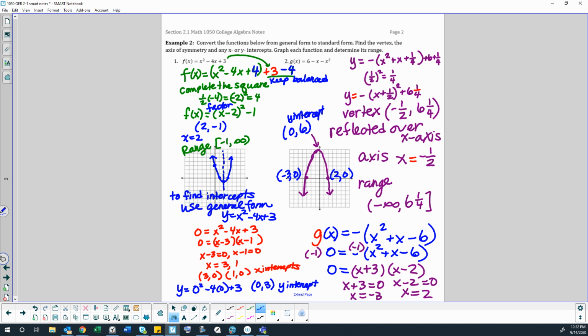The important thing here is to understand the importance of both general form and standard form. Do you see how they both play an important part in these problems and graphing and understanding them? So it's really powerful to know both of those.